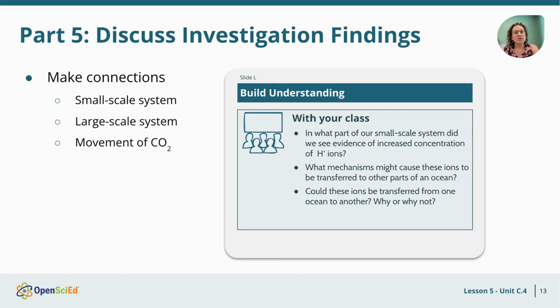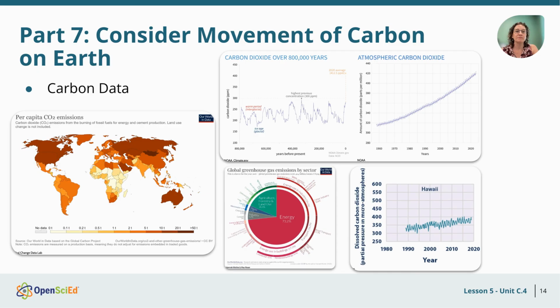Collectively, you want your students to use the data from their investigation to describe the movement of carbon dioxide, and you want them to use the small-scale system to determine a cause and effect relationship to explain the large-scale changes of pH of the ocean water because of water's ability to dissolve and transport materials, in this case, carbon dioxide.